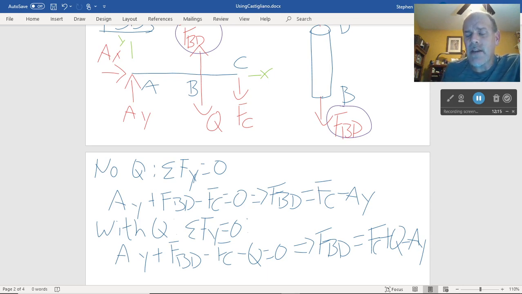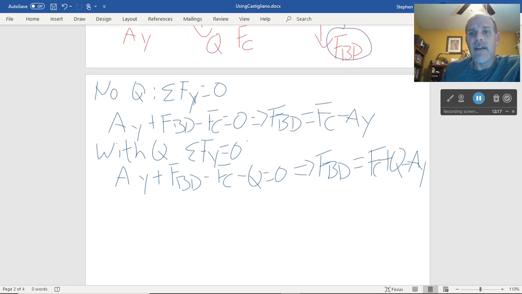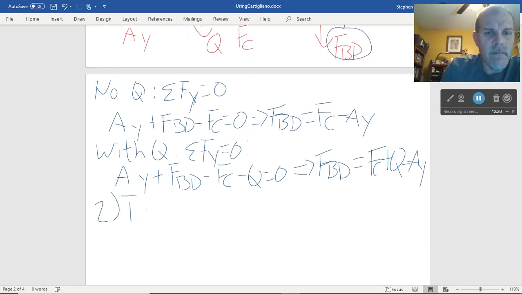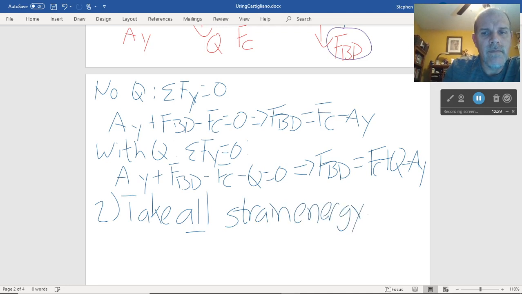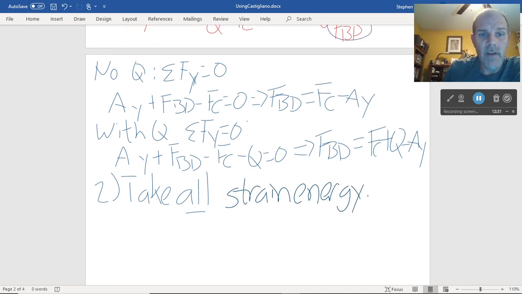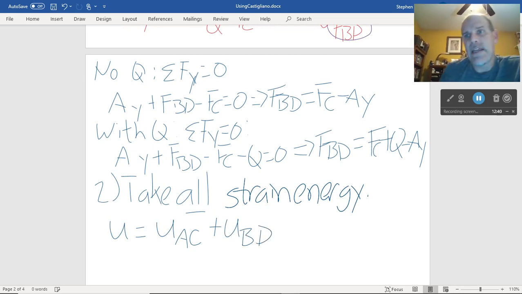All right, so I said you have to choose an appropriate force. Second one was essentially take all strain energy. So for this system that I've drawn, U in this case is equal to the strain energy of bar AC plus strain energy of rod BD. You can't leave one or the other of them out. You can't say, ooh, I'll use FBD, and then I'll just leave out the fact that AC is there at all. That's what I see students try to do on a homework problem that I give. And they're wrong, okay? You have to include all the strain energy.